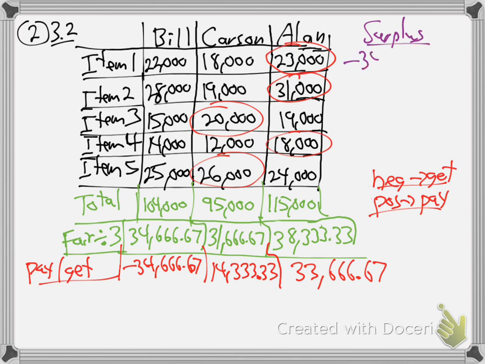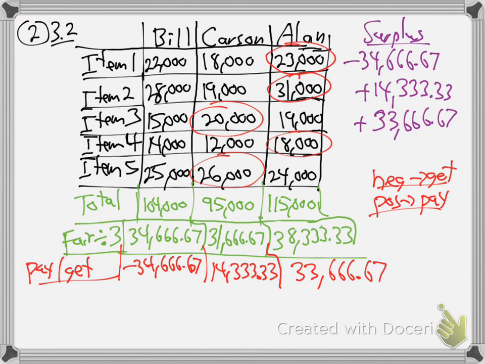Surplus will be the negative, and put in 34,666.67 plus, or if it bugs you, you can start with the positive. It doesn't matter. So when you do all that, what do you get, guys? 13,333.33. So there is the surplus.